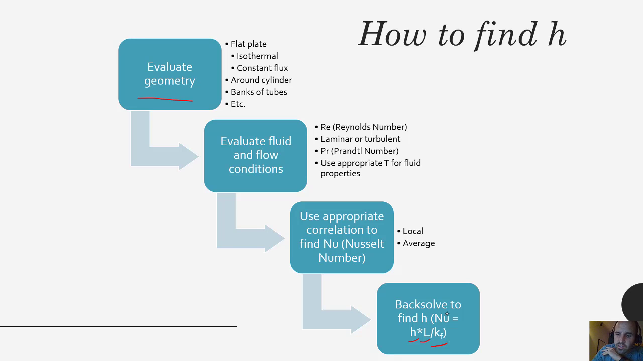The key difference here is this subscript. The k that we're looking at is the thermal conductivity of the fluid and not the thermal conductivity of the solid, as we looked at in the Biot number. So this is more a ratio of convective heat transfer in the fluid versus pure conductive heat transfer in the fluid. So once we have backsolved to find h, we know that h can be local or average.